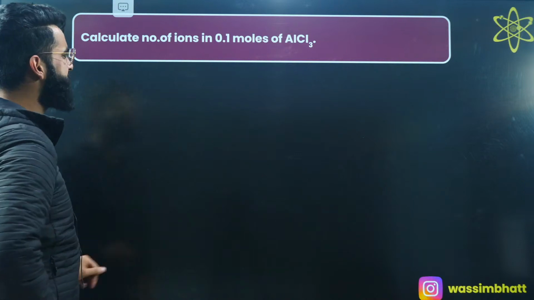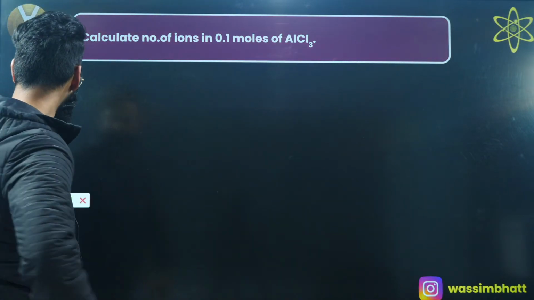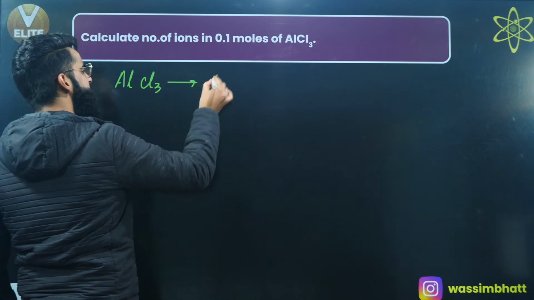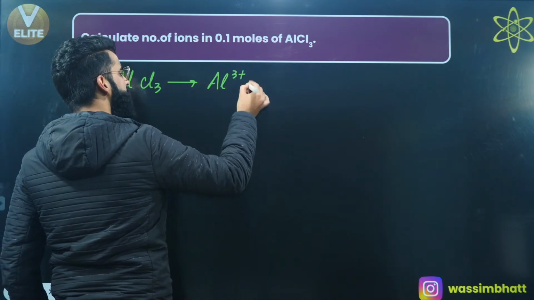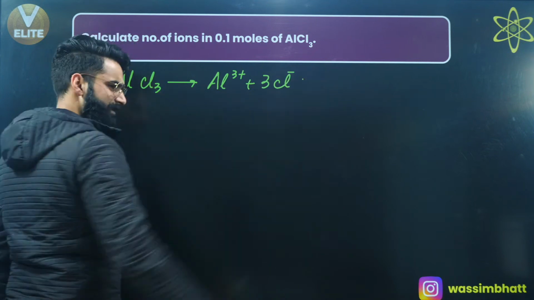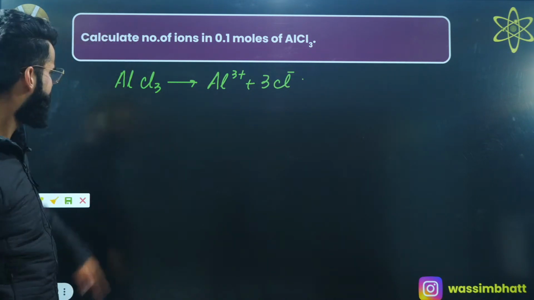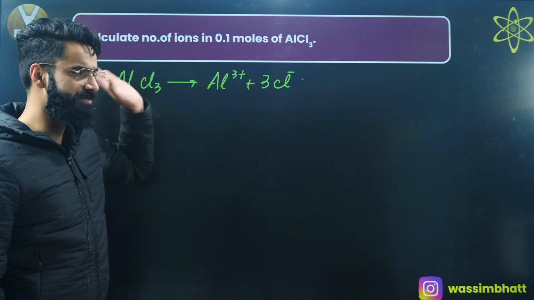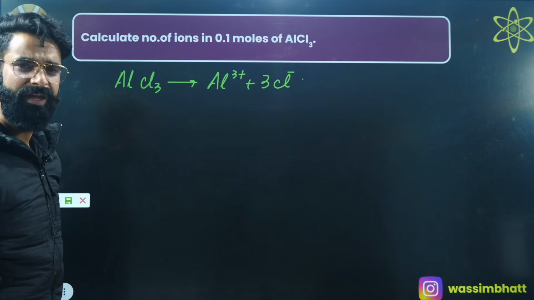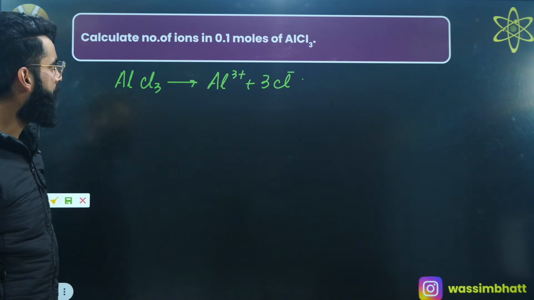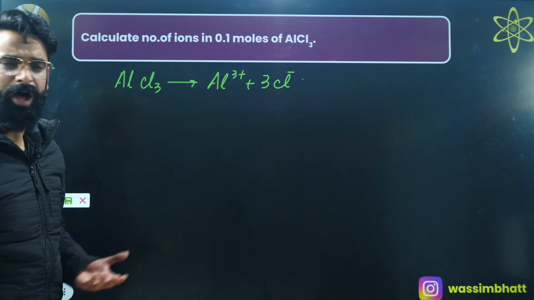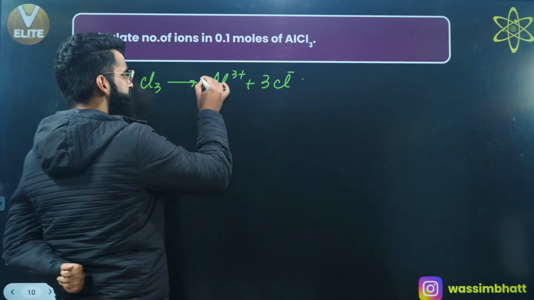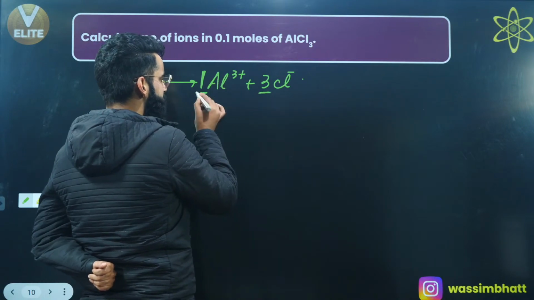People, do you know how AlCl3 dissociates? It dissociates as Al3+ plus 3 times Cl-, right? This is something which you all must be knowing. If I ask you how many ions are furnished by one molecule of AlCl3, you will say it has given 1 cation and 3 anions, right?